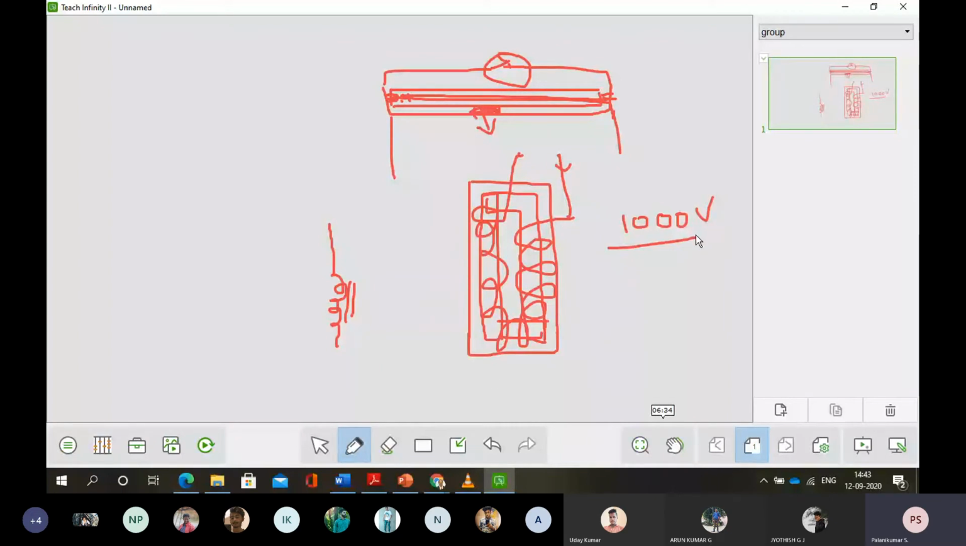In the same way, whenever I have a spark plug inside any internal combustion engine, such as a motorbike, there also I give a voltage, and because of that, very high voltage will be produced.